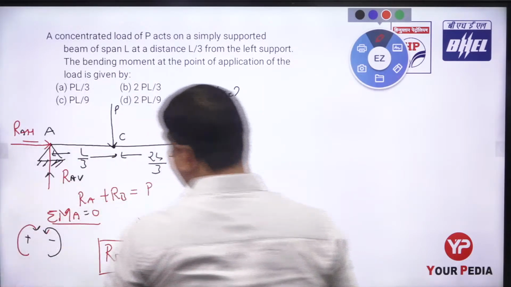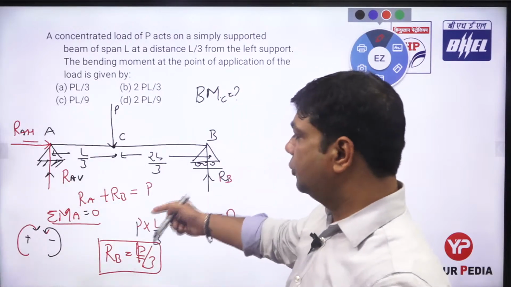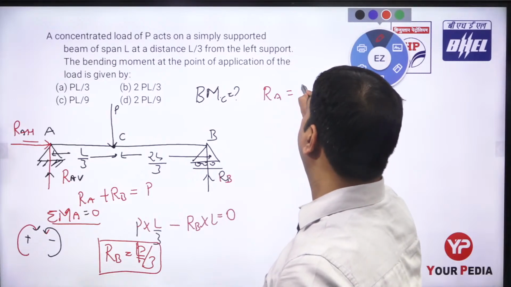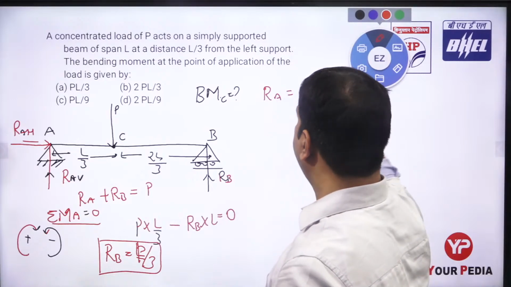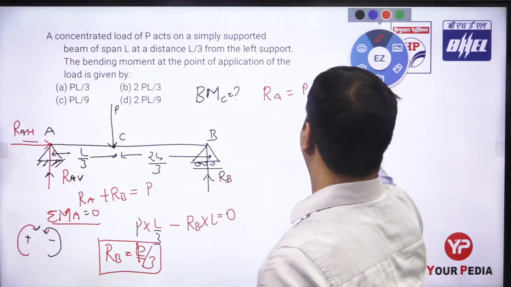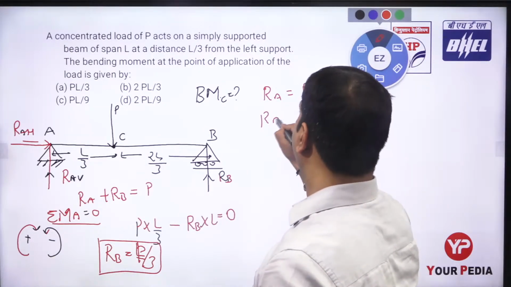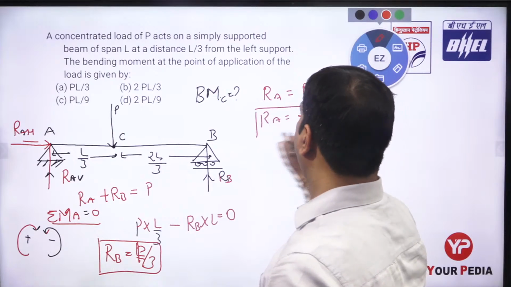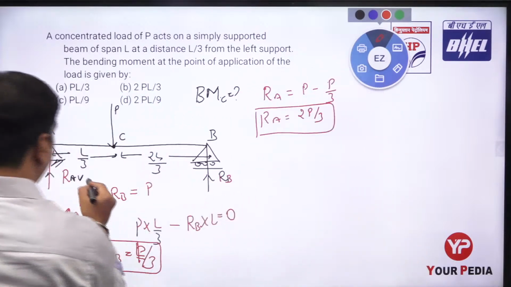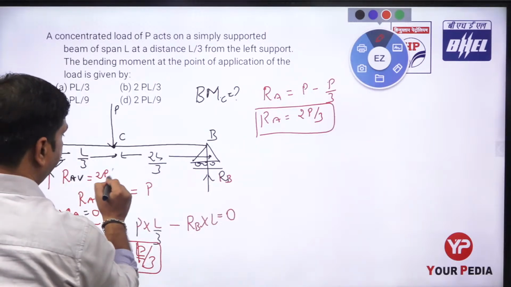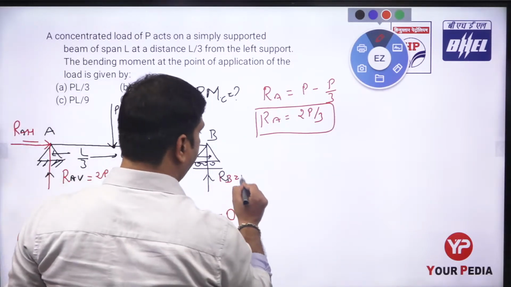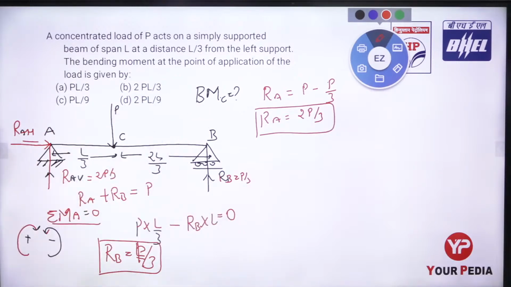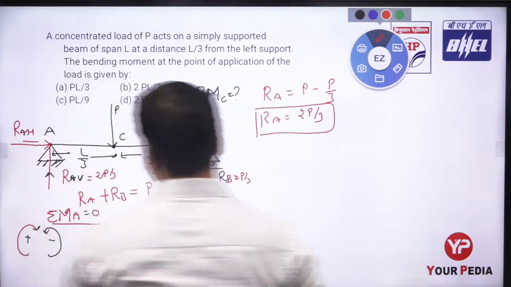If R_A plus R_B equals P, and R_B is P by 3, then R_A comes to P minus P by 3, which is 2P by 3. Now you have the values of the reactions: R_A equals 2P by 3 and R_B equals P by 3. Whether you take the moment about the left-hand side or the right-hand side, the same moment comes at point C.